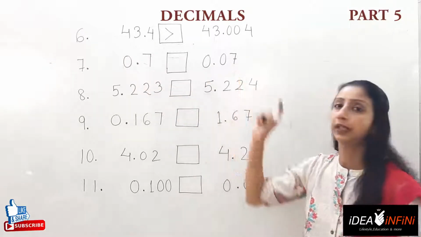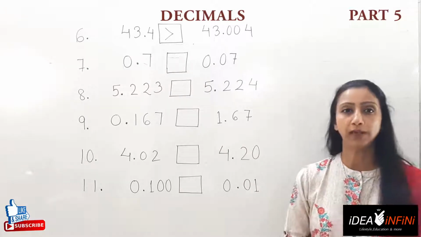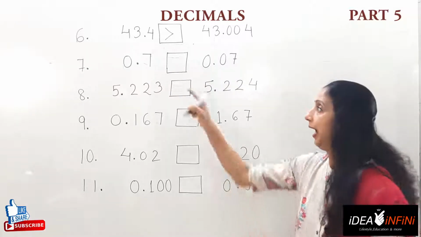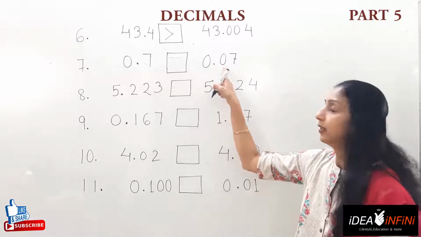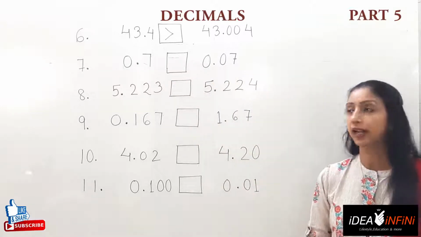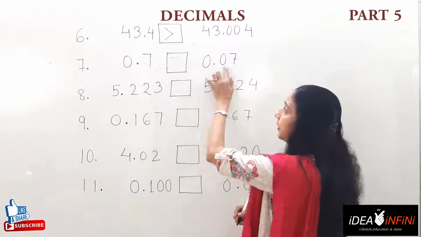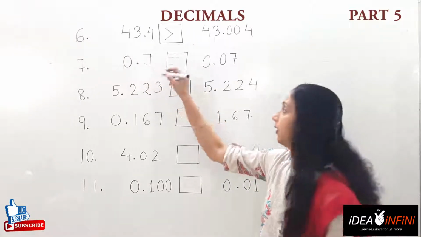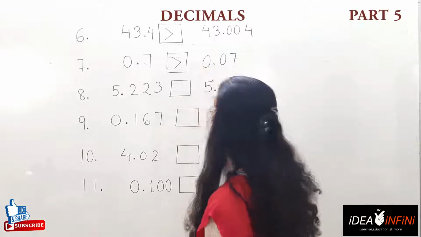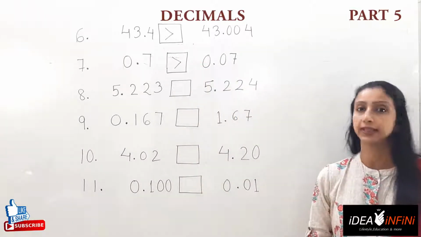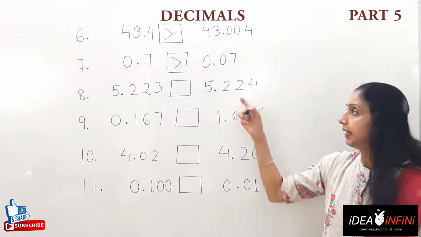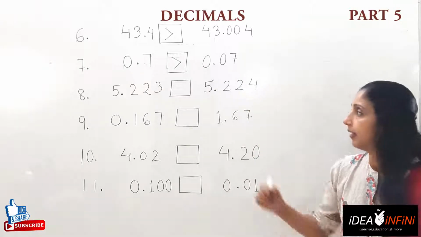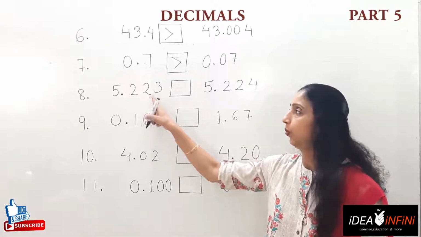0.7 and 0.07. Once again the whole numbers are same, that is 0. And it is 0.7 and 0.07. We compare the very first digit after the decimal point. And here 7 is greater. So that means 0.7 is greater than 0.07. This case is a different case. See here, 5.223.